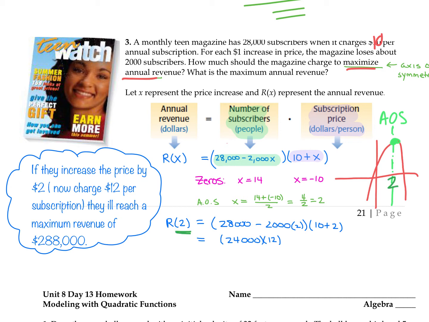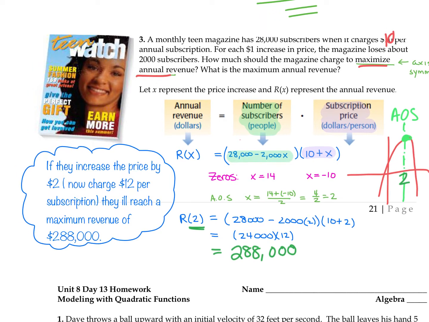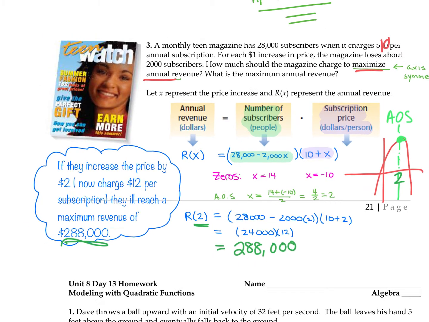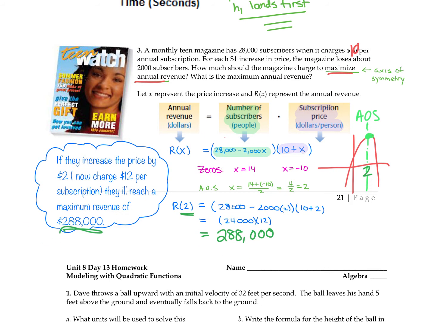So we plugged in 2 here and solved it. And then we got 24 times 12. 24,000 times 12 is 288,000. So that means if they increase the price by $2, because X represented our price increase, so it's now $12, they will reach a maximum revenue of $288,000. So sometimes these functions are used to help estimate profits.